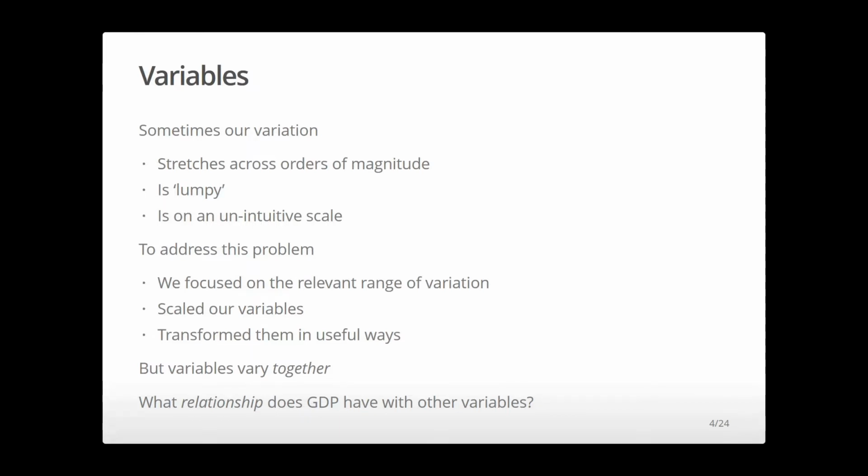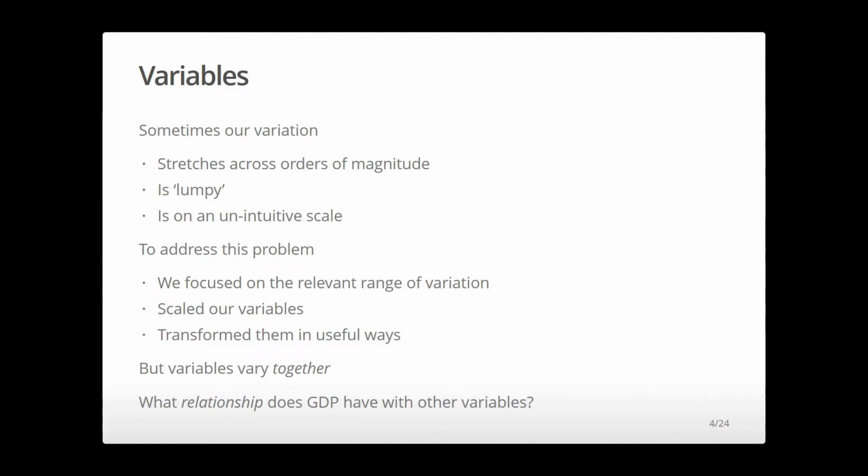So far in the class, we've been focused on single variables and have spent a lot of our time dealing with the fact that variables vary, obviously. In our GDP example from the last module, that variance stretched across several orders of magnitude and on a scale that wasn't easy to interpret. So we had to come up with ways of solving those problems and focusing on the relevant range of variation.